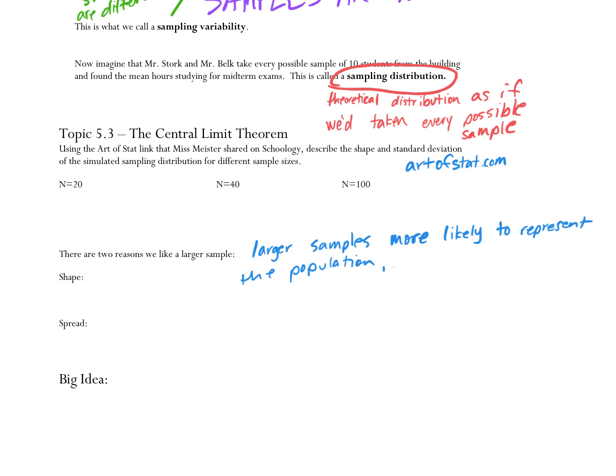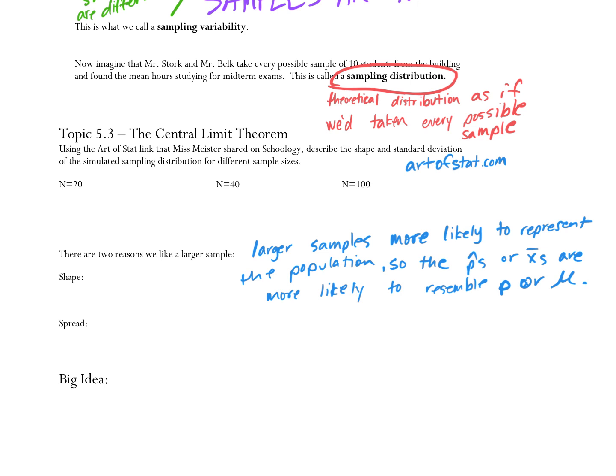So, the p hats or the x bars are more likely to resemble p or mu, respectively, as the sample gets larger. Say that one more time. As the sample gets larger. Yeah, for larger samples. Yep.